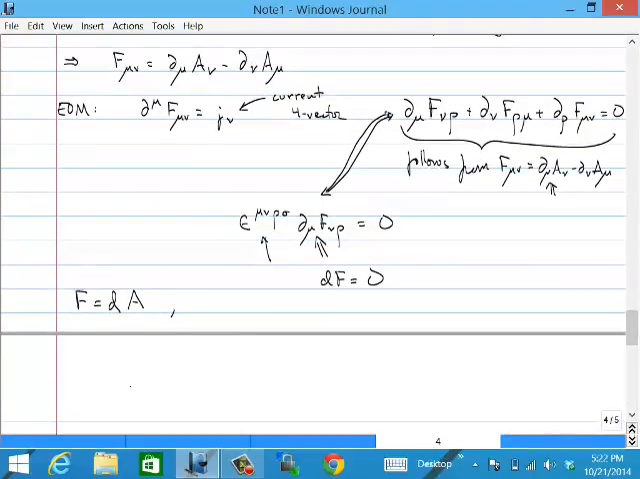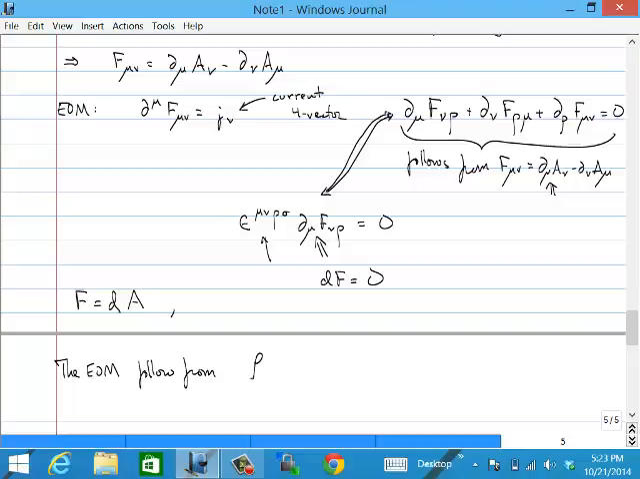Just as scalar field theory is governed by an action, electromagnetism is determined by an action. So, in particular, the equations of motion follow from an action where the Lagrangian is the square of the electromagnetic field strength tensor plus an additional term describing the coupling of the electromagnetic field to the current 4-vector J^mu.